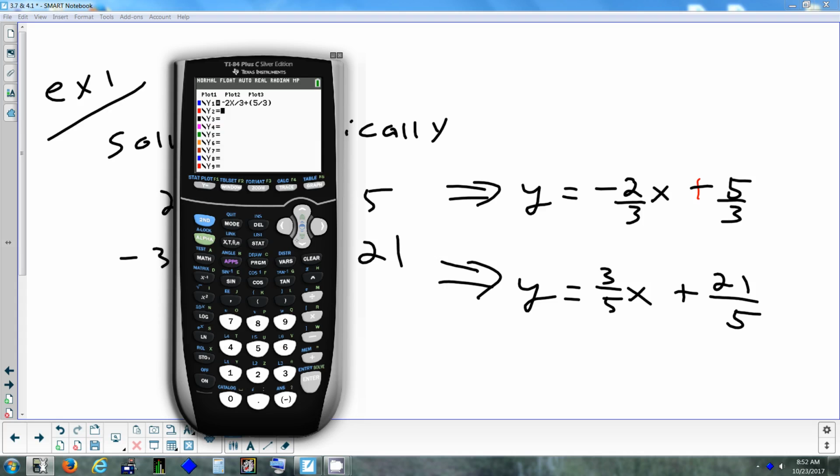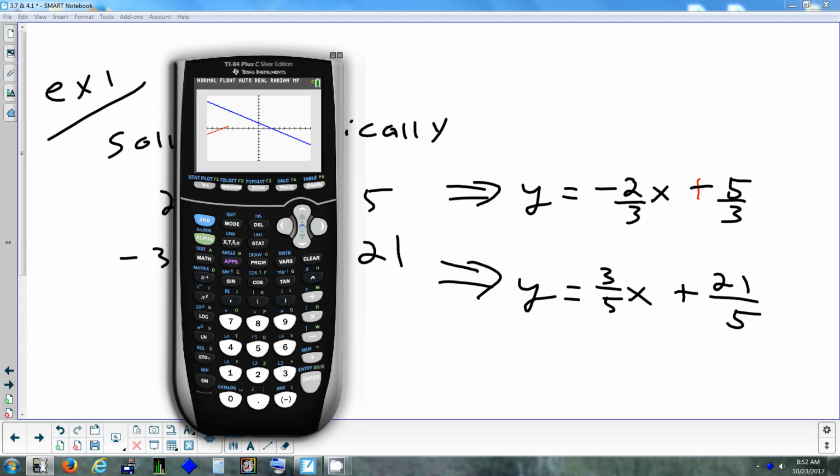Okay, I'll show you a different way you can type it in, and I'll do it on the second one. You could type in 3/5, but you would have to put it in parentheses, x. Okay, you can type it in just like that. If you don't put it in parentheses, it's going to do 3 divided by 5x, which is not what you'd want. So 3/5 x plus 21/5.